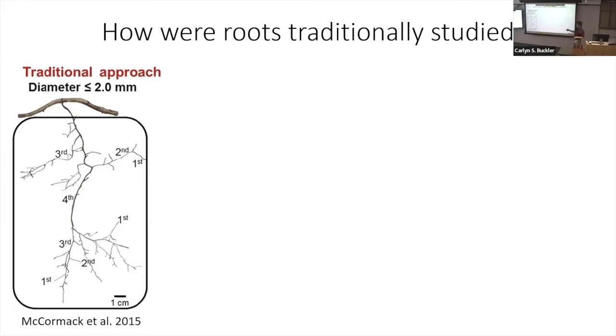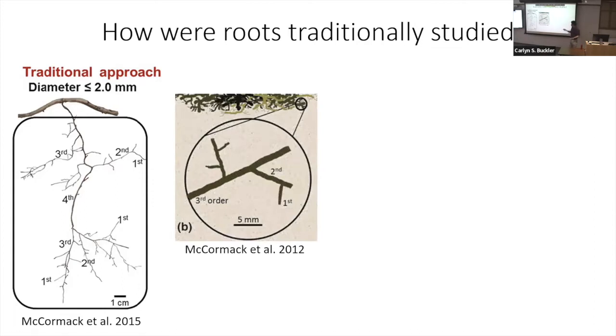So we have 1, 2, 3, and 4, and these different numbers represent different root orders. And so these are counted by starting from the most distally produced roots, which are the first order, and counting backwards towards the middle of the root system, or the stem of the root system, if you will. And so we have our first, second, and third orders here. Now, with this traditional approach, or this diameter cutoff approach, it made between species comparisons quite difficult.